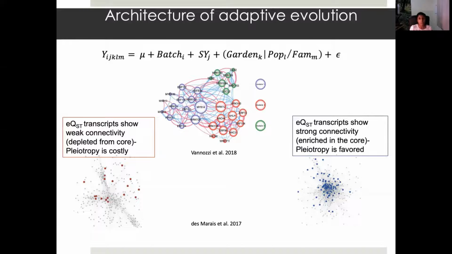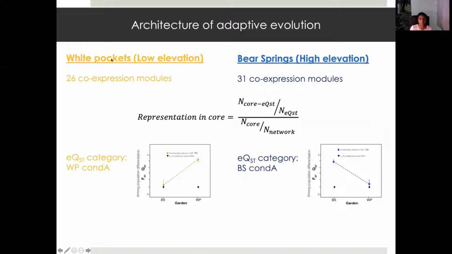So in order to evaluate this, I made use of co-expression modules that were identified at each of the two gardens and then asked whether the EQST transcripts were over or underrepresented in the core of the co-expression network and that of the module. And here identification of core is basically based upon the level of pleiotropy for a given transcript, identified through a measure of connectivity with everything else in the network. For each garden, I only made use of the conditionally adaptive set of transcripts as the EQST category.